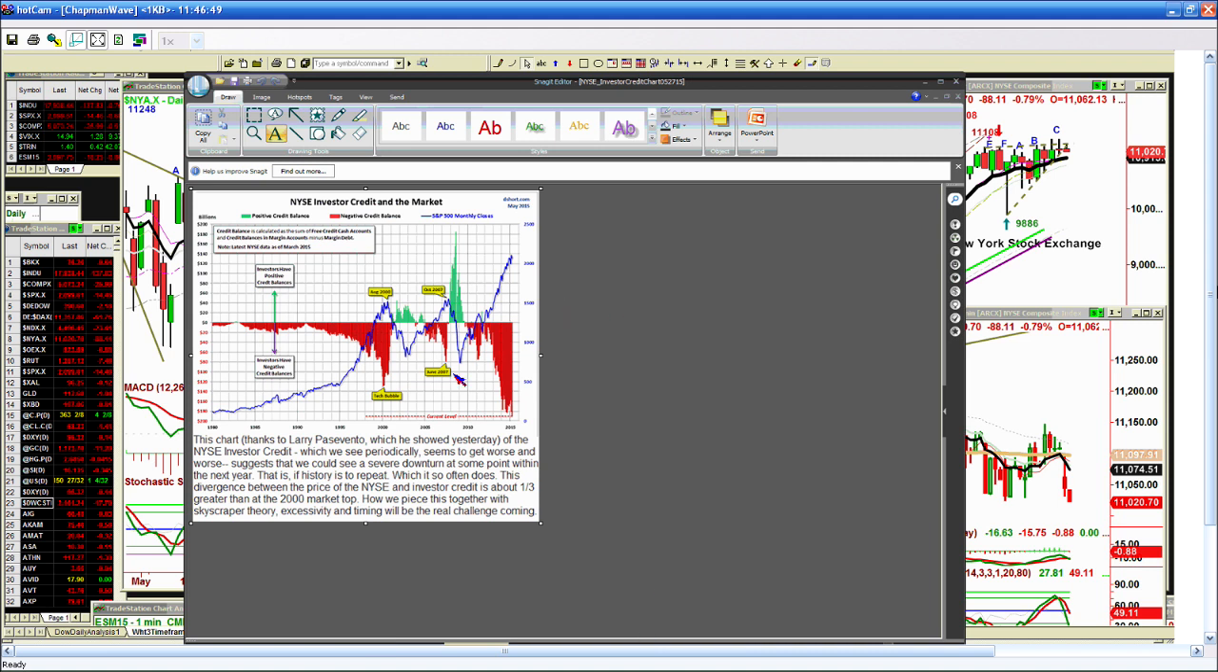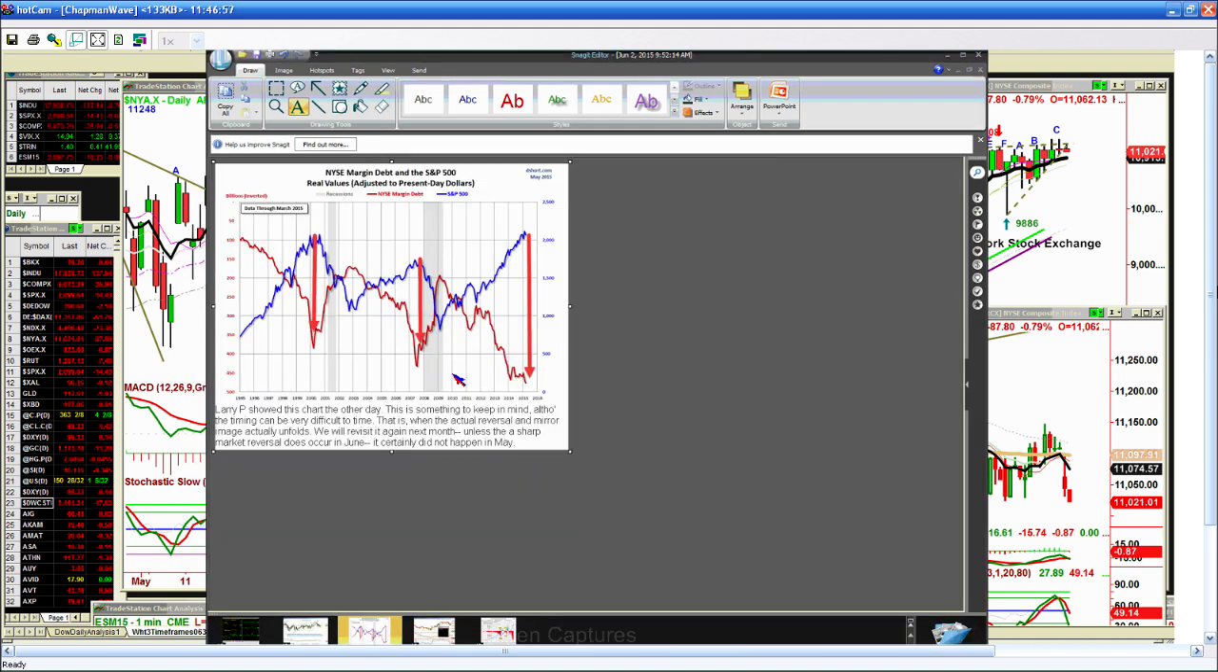New York Stock Exchange margin debt and the S&P 500. This is from dshort.com. DSHORT.com. I was recommending it, someone emailed me just the other day to look at it for a different reason. So this is really important. Look at that. It doesn't tell you exactly when. It says we're getting real close to some kind of a reversal in the S&P.